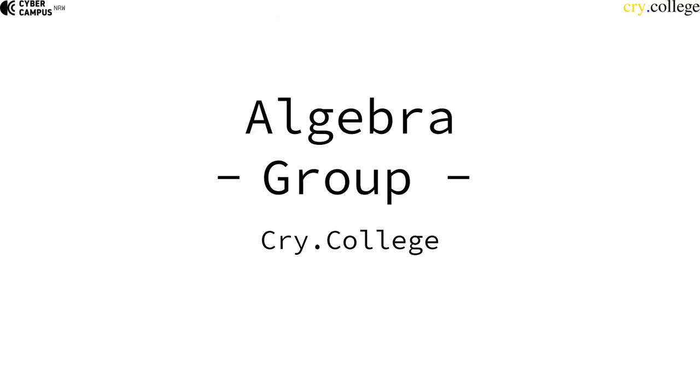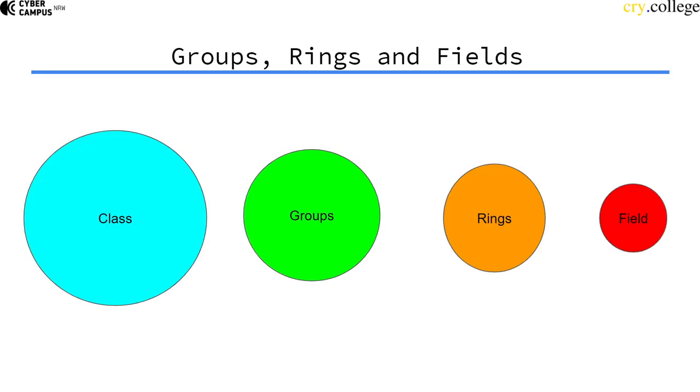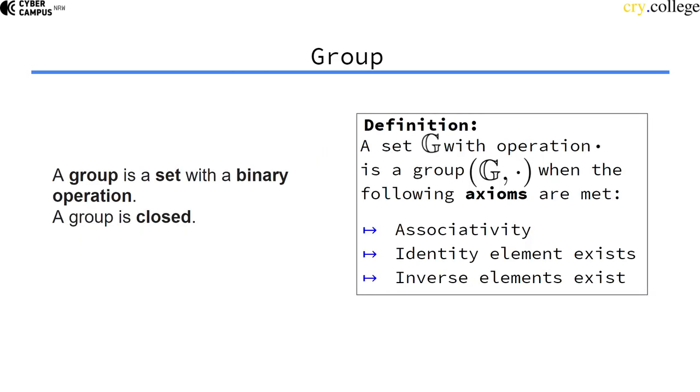So a more concrete structure in algebra is a group. We're going to spend some time on groups, which are a bit more tricky than classes. A group is always a set with a binary operation. So we have a set with some elements and an operation that can be applied on two of those elements within the set. And a group always has three axioms.